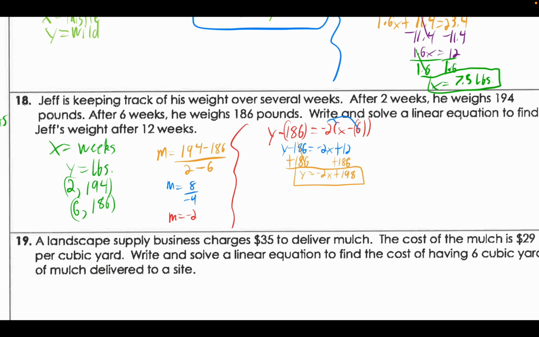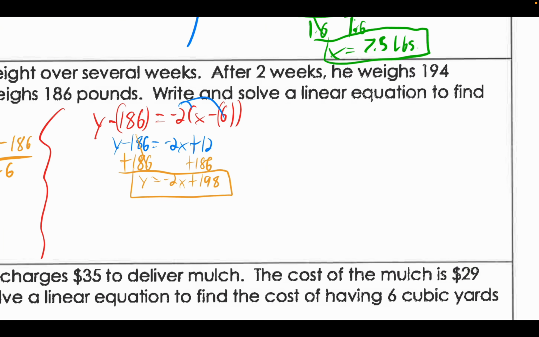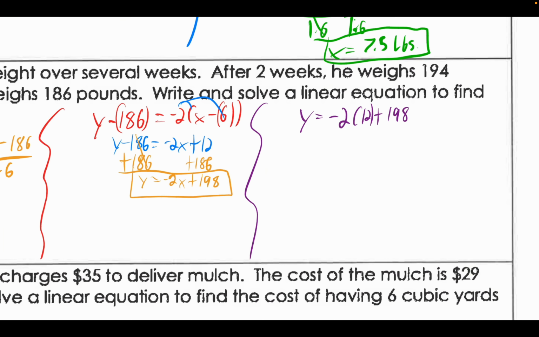And so now we're trying to figure out, okay, what would Jeff's weight be after 12 weeks if he continues this trajectory of losing 2 pounds every week? So we plug in 12 for x after we get y equals negative 2x plus 198. So negative 2 times 12 plus 198. So that's y equals negative 24 plus 198, which is y equals 174 pounds.